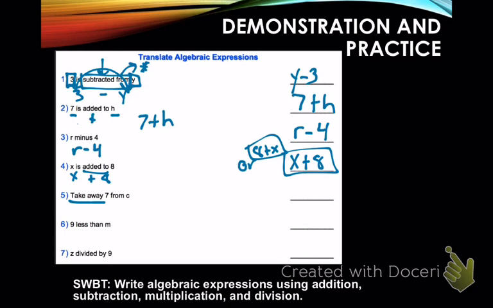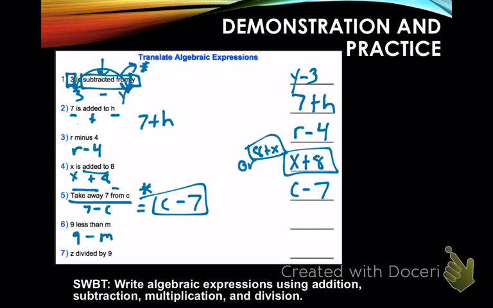Okay? Take away 7 from c. Now, if you look very carefully, it says take away from. Take away from is one of those that has the star next to it. So we're going to have to flip them. So instead of 7 minus c, it's actually c minus 7 because we need to flip them. So c minus 7, we have 2 left. 9 less than m. Less than, okay, once again it's subtraction, but hey look, this one has a star as well. So what do we do? We flip it, which is actually m minus 9 to make it correct. M minus 9. Remember, order of operations, you do this wrong, it's going to be wrong.